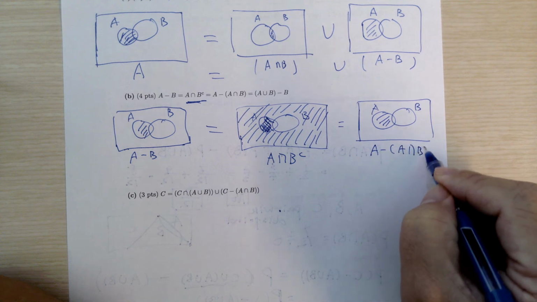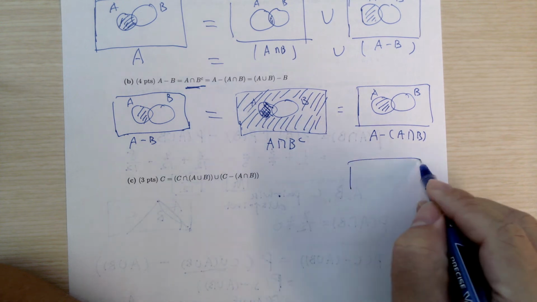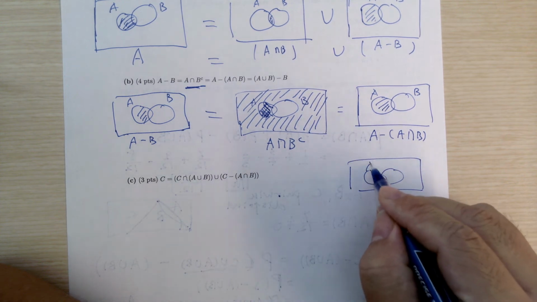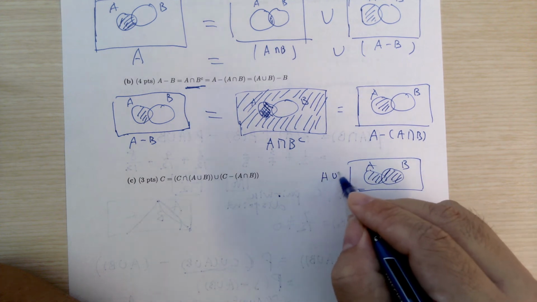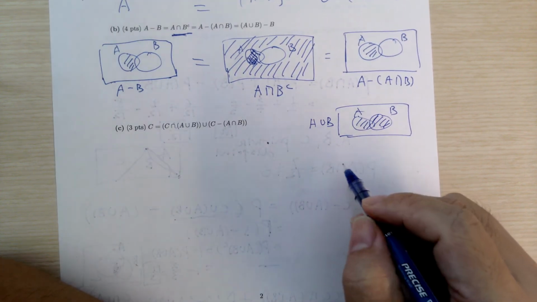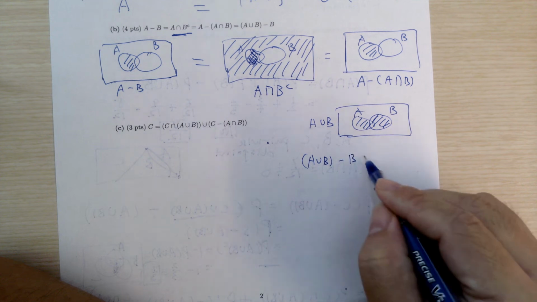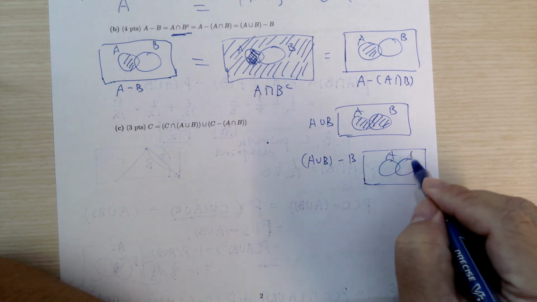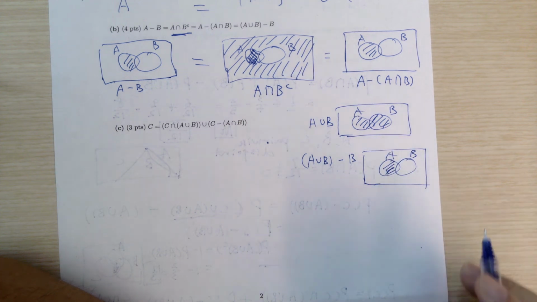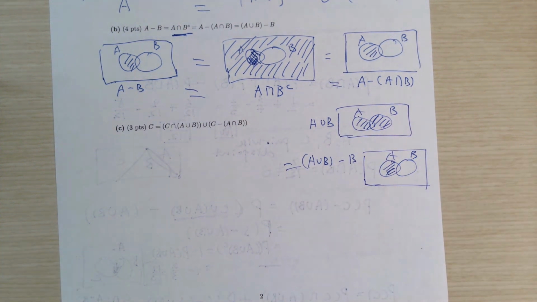And then A union B, it's this, right? That's A union B. And then subtract B. Don't you agree, if you subtract B, it's just this part. So it's the same thing.